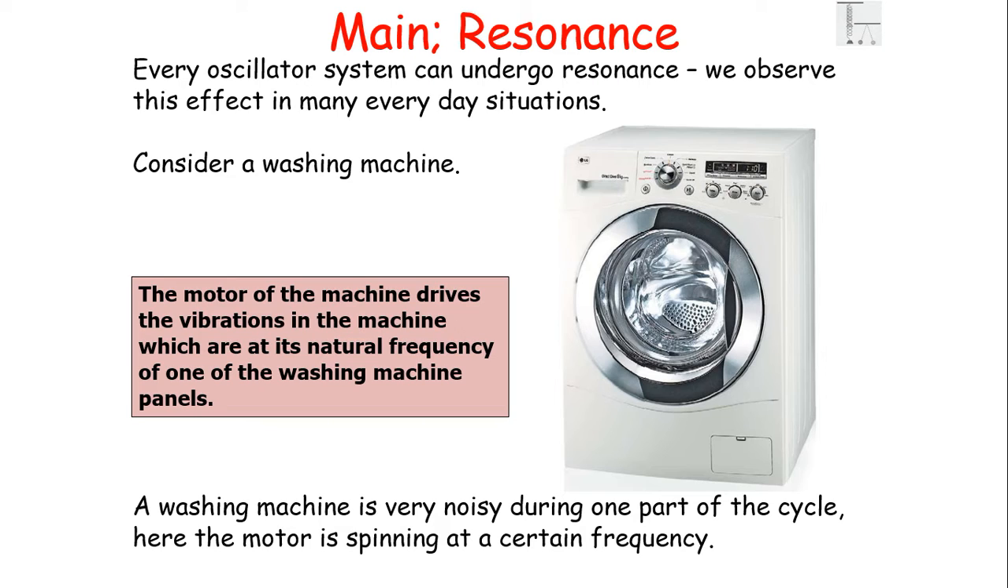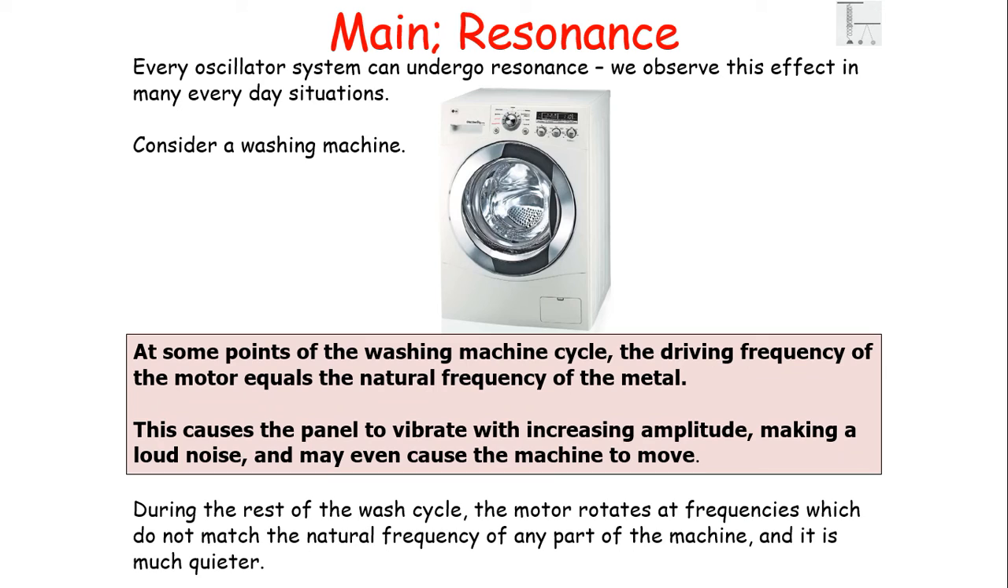So the motor of the machine drives the vibrations in the machine, which are at its natural frequency on one of the washing machine panels, which is why a washing machine is very noisy during one part of the cycle, because the motor is spinning at a particular frequency. So at some point of the cycle, the driving frequency of the motor equals the natural frequency of the metal which makes up the washing machine. This causes the panel to vibrate with an increased amplitude. It's at resonance, making a loud noise.